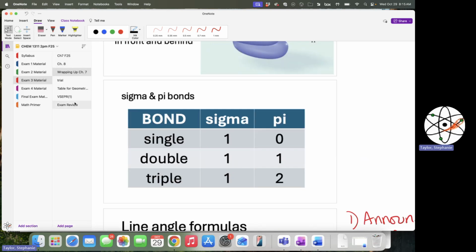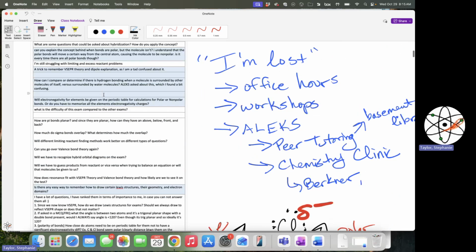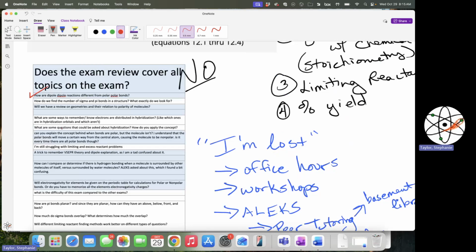So hopefully that helps with sigma and pi bonds. This is always my struggle when I'm doing the exam review, is we could talk about so many things, but hopefully that's enough to get you guys started on there. A review on geometries and their relation to polarity of molecules. I think I already did this in the original exam review, so I'm going to keep going.